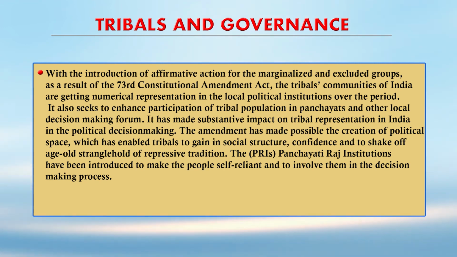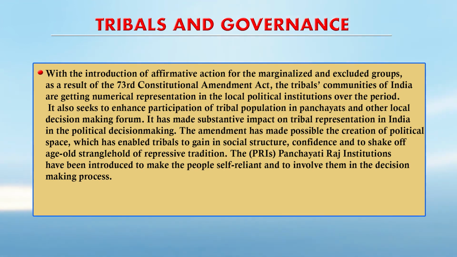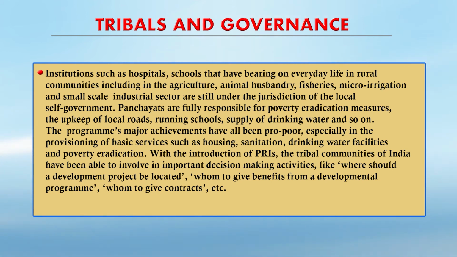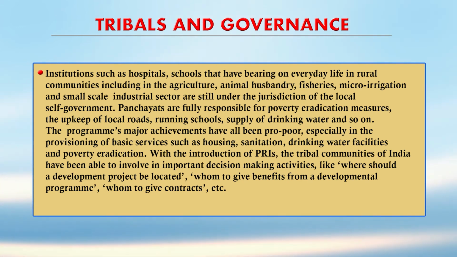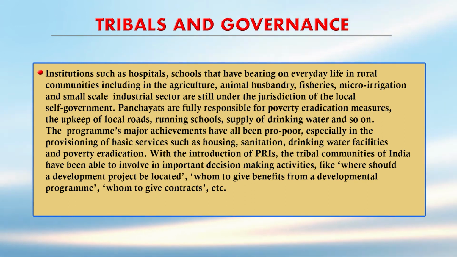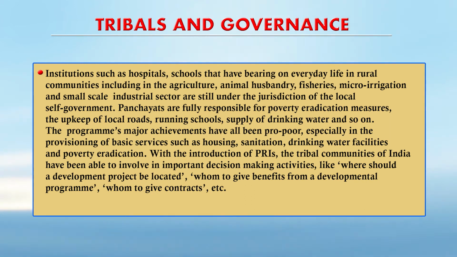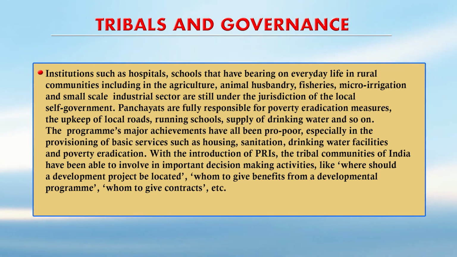The Panchayati Raj institutions have been introduced to make the people self-reliant and to involve them in the decision-making process. Institutions such as hospitals and schools that have bearing on everyday life in rural communities, including agriculture, animal husbandry, fisheries, micro irrigation, and the small-scale industrial sector, are still under the jurisdiction of the local self-government.